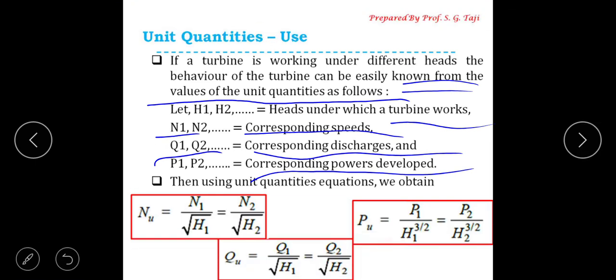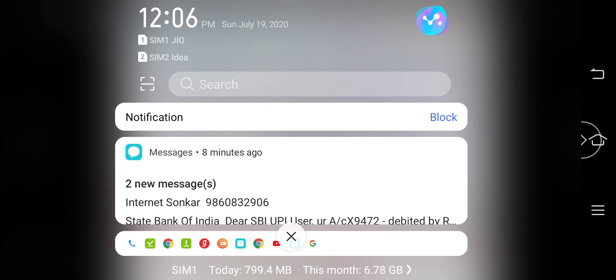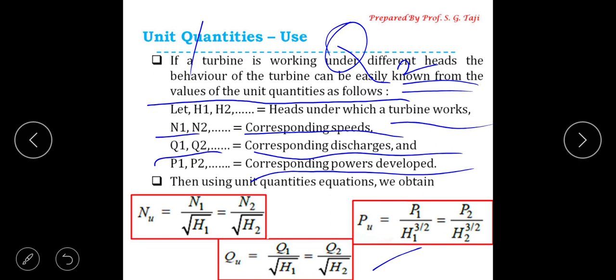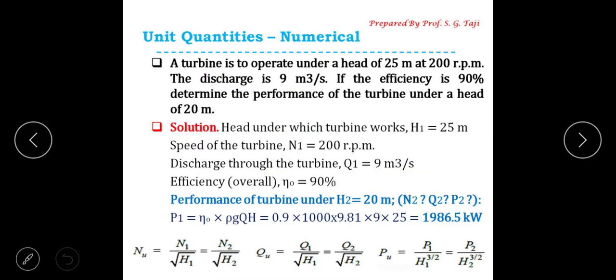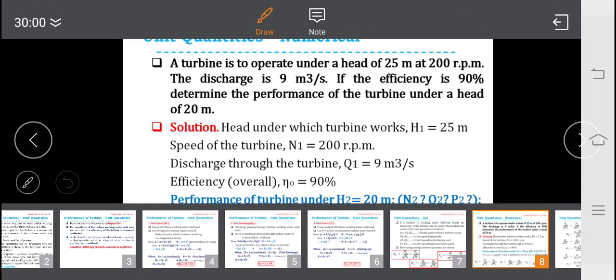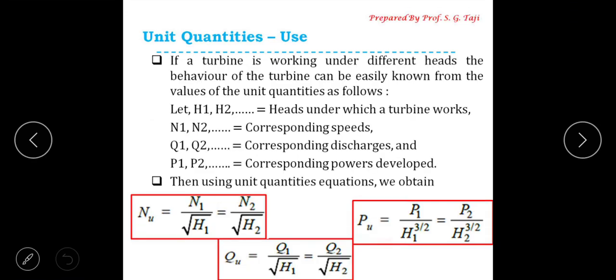Then using unit quantities equations, we obtain Nu is equal to N1 upon root H1 is equal to N2 upon root H2 equal to N3 upon root H3 and so on. Similarly, Pu is equal to P1 upon H1 to the power of 3 by 2 is equal to P2 upon H2 to the power of 3 by 2, etc. Similarly, unit discharge Qu is equal to Q1 upon root H1 and Q2 upon root H2. Means we can find out Q2 if the turbine is working under head H2, provided we know H1 and Q1. That is the basic use of unit quantities.